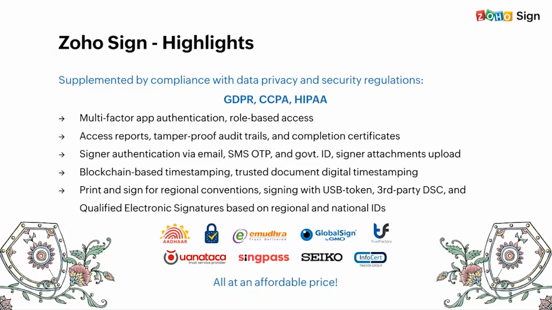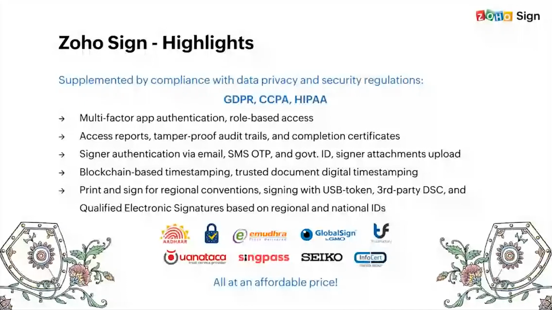Zoho Sign is compliant with data privacy and security regulations such as GDPR, CCPA, and HIPAA. It offers multi-factor authentication, access reports, tamper-proof audit trails, and digital certificates that ensure data integrity. Zoho Sign lets you authenticate signers by sending an OTP through email or SMS, or by asking them to attach supporting documents which aid in validating the signer's identity. Adding to that, Zoho Sign offers blockchain based timestamping and trusted document timestamping. This serves as a proof of the document's existence and keeps track of modifications and forgery.